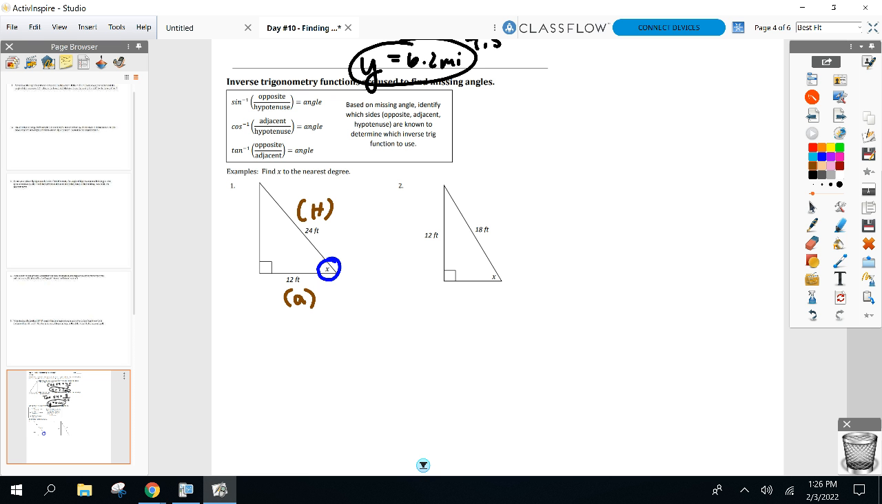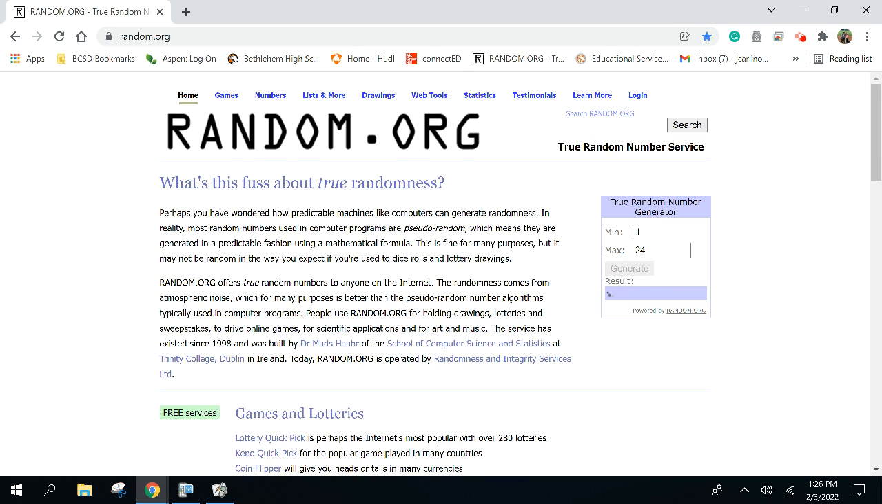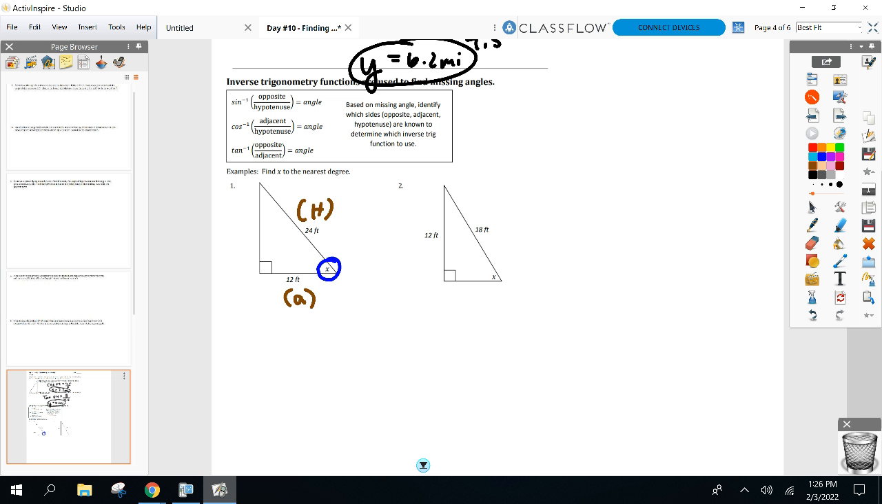Don't change anything yet. I got adjacent and hypotenuse, so what ratio should I be using? Cosine, yep. So everyone ready? Cosine. We usually put a degree measure there, but now we're going to put what? What is my degree measure? X, yeah. Cosine X equals adjacent 12 over hypotenuse 24. Has anything changed yet? Nothing until now.